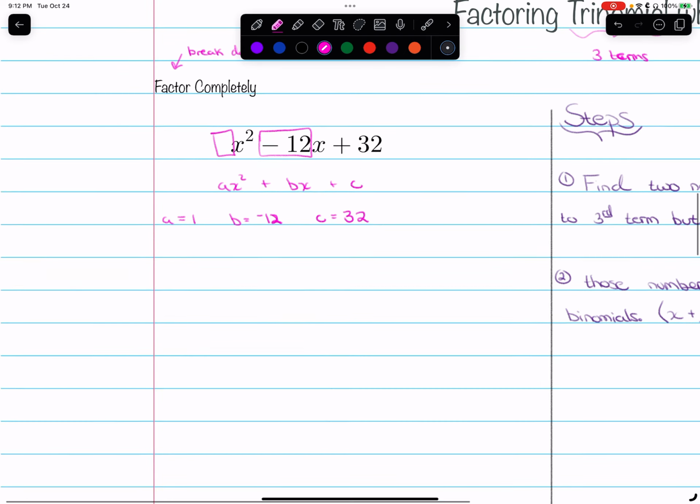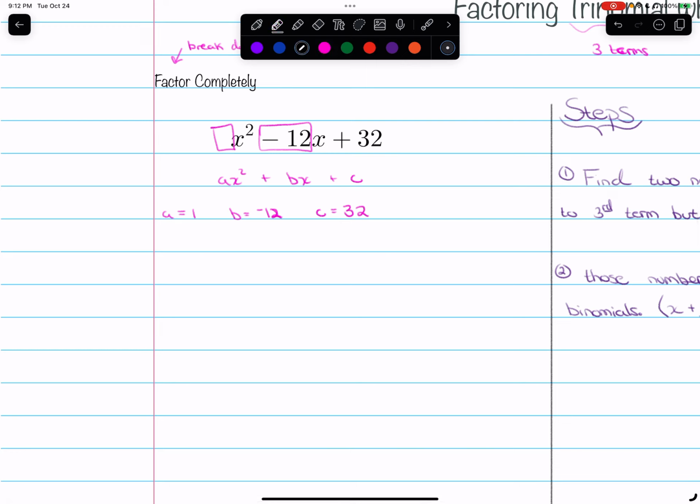So what we're going to first set up is our little binomials. We're going to have two sets of parentheses. Binomial means two terms, so we're going to have 1, 2, and then 1, 2. We already know that there's going to be an x in both, because if we were to multiply this back together, we have to get back to where we started. That would be x squared. X times x is x squared. That's our first term. That's what we want.